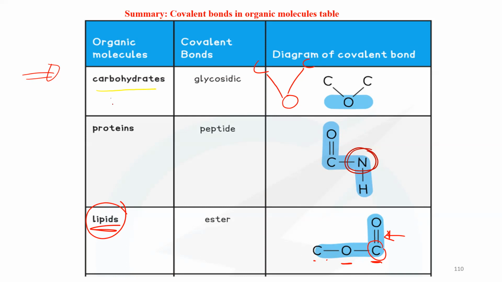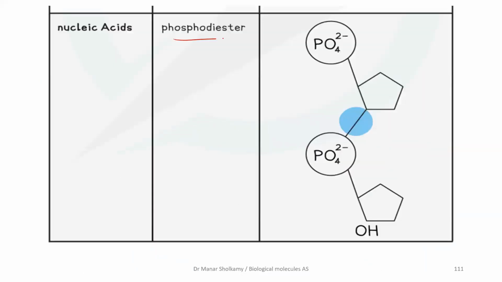The confusion is between carbohydrates and lipids. Once you see one of the carbon atoms double bonded to an oxygen, it's an ester bond in lipids. If you don't see a double bond, then it is the glycosidic bond in carbs, okay? We will study the phosphodiester bond when we study nucleic acids.